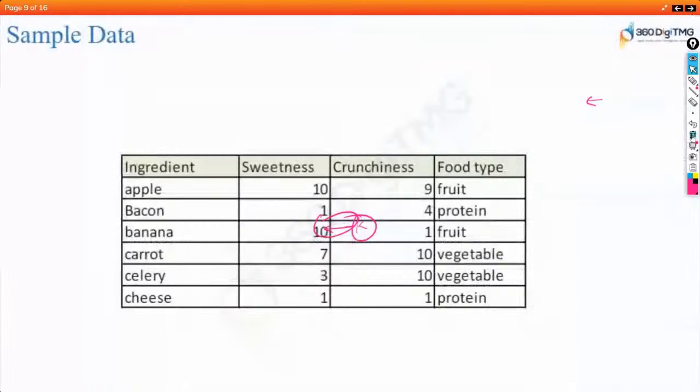So in order to understand this, I'll have another short example, very small toy example. So this is your ingredient data. And it has parameters x1, x2, and y.